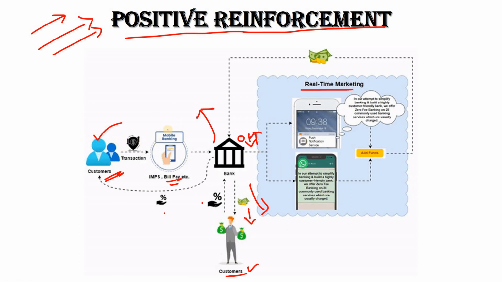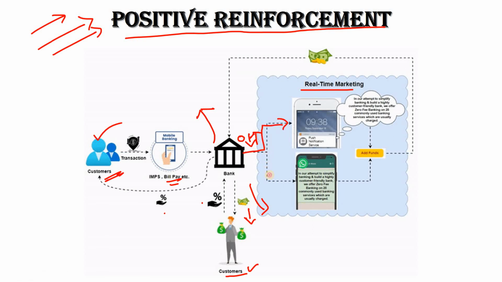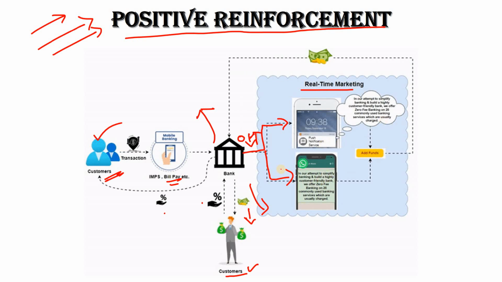So as soon as a customer is doing some transaction using mobile banking, net banking, this kind of service, the bank is getting that particular notification that the customer has done the transaction, and the bank can send a real-time notification via push channel or via WhatsApp banking that this particular transaction you have done, maybe bill pay or IMPS, for this we are taking no charges. Okay, zero fee banking service we are providing.